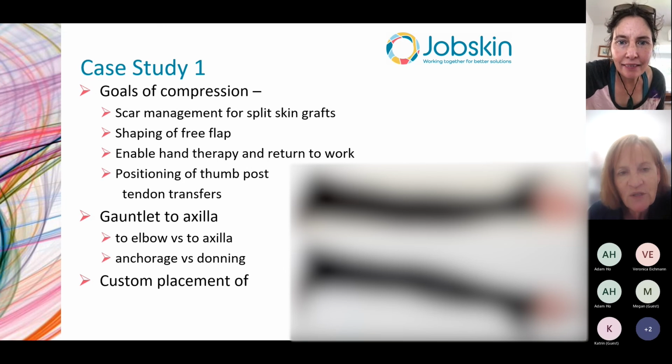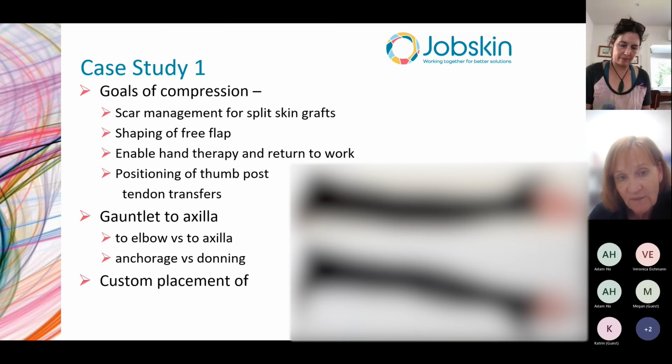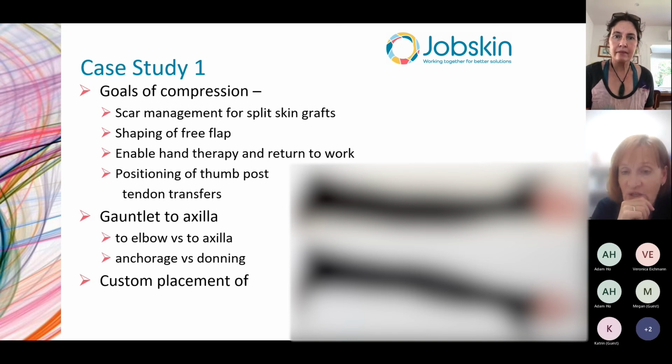What we were trying to achieve with this particular gentleman was scar management for the split skin grafts. We wanted to shape the free flap. We also wanted to make sure that the garment didn't obstruct hand therapy, that it in fact supported hand therapy, and ultimately was going to enable him to return to work. And then a subsequent garment was modified slightly to change the positioning of the thumb.